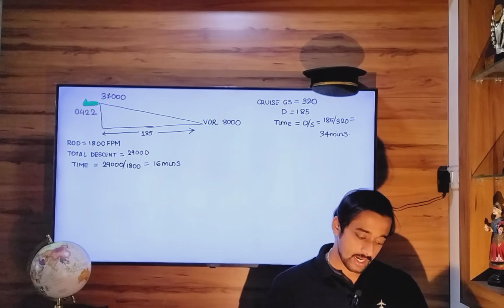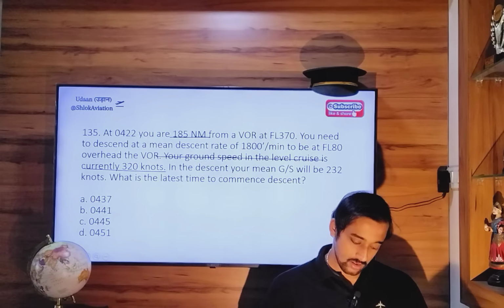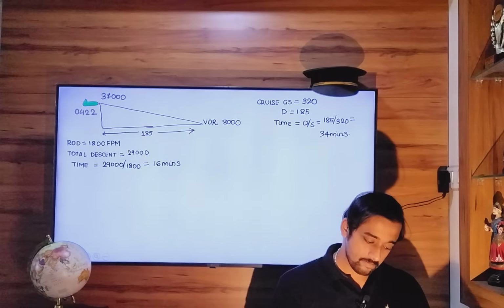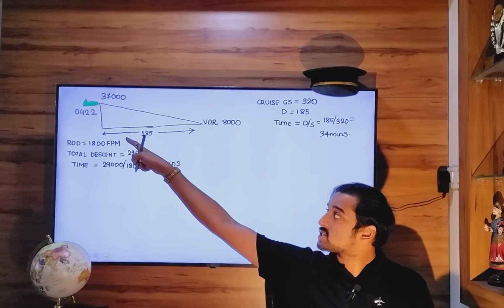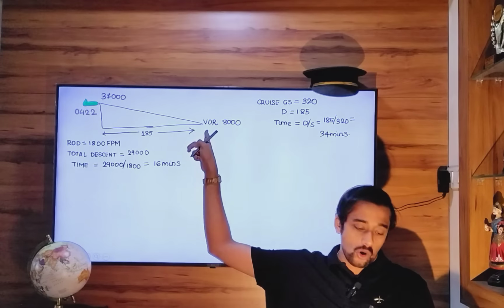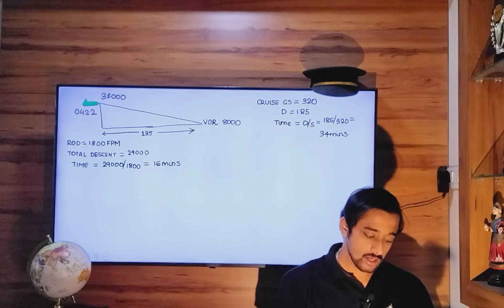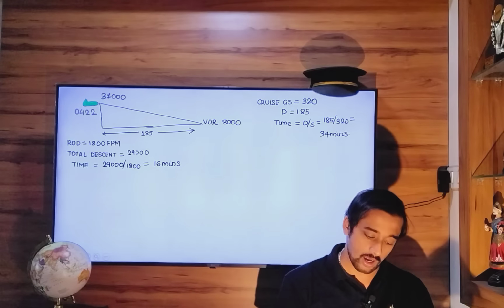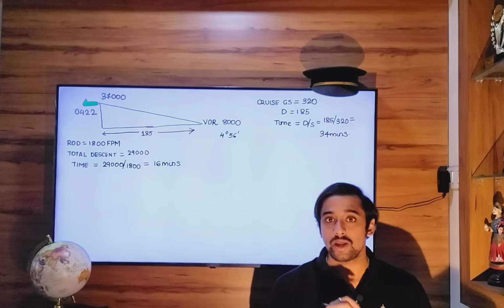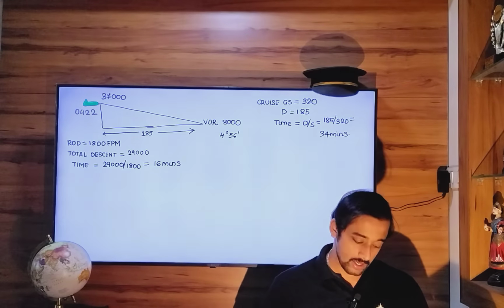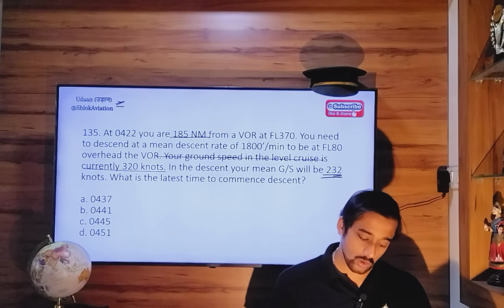So the latest time that you will begin: this is 0422, and with a speed of 320 knots you will reach here in 34 minutes. So 4 hours 22 minutes plus 34 minutes is nothing but 4 hours 56 minutes. You will reach here at 4 hours 56 minutes. But during descent, you are not going to descend at 320 knots speed. You are going to descend at a speed of 232 knots.